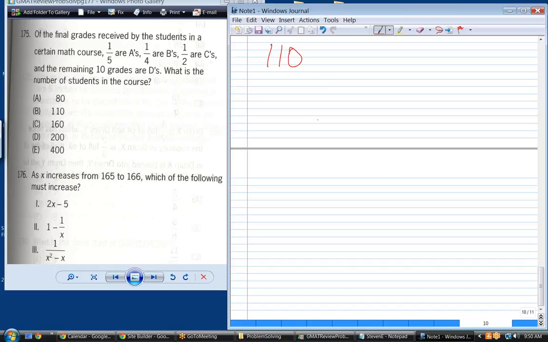1/5 is 20%. So 11, 22. Yeah, and the way to do that is to take 1/5 of 100, because you know that's 20, and then take 1/5 of 10, which you know is 2. Oh, that's even easier. Okay. 22 A's.